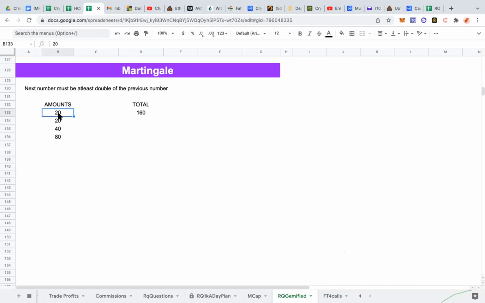If you decide to make the next number add up to 3 times the existing number, you could do that. For instance, let's say I'm doing $10.